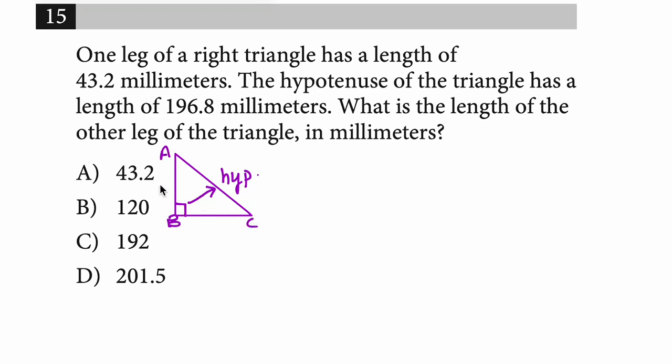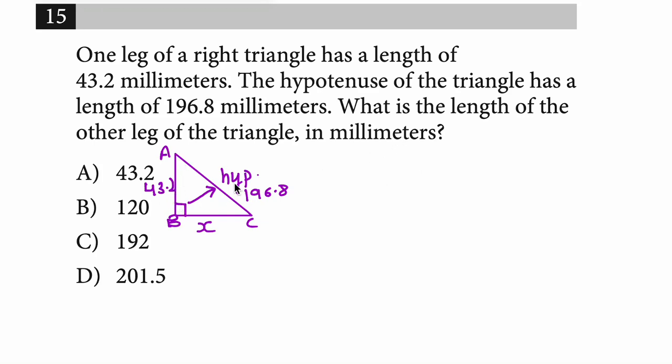Now, the length of one of the legs is given. Let's say it's 43.2. And it can also be BC, right? You can also take BC, no problem in that. And the hypotenuse is 196.8. And because this one is missing, let's say it's X.